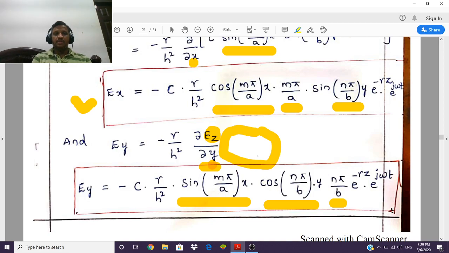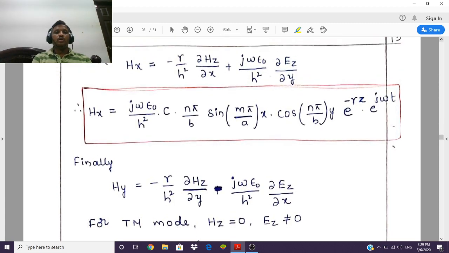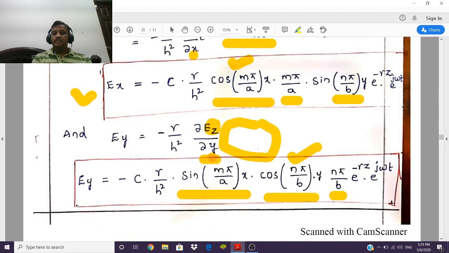In the previous case, that sine(mπ/a x) became cos. Here sine(nπ/b y) will become cos. Okay, next we have got Ex, Ey, and next we'll be moving on to the Hx expression.